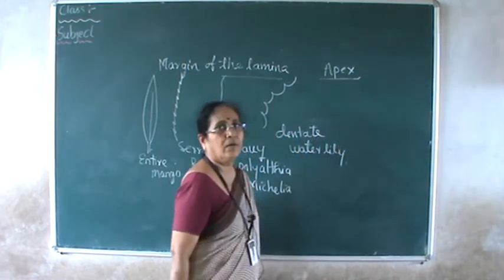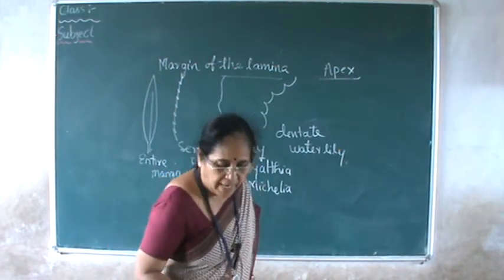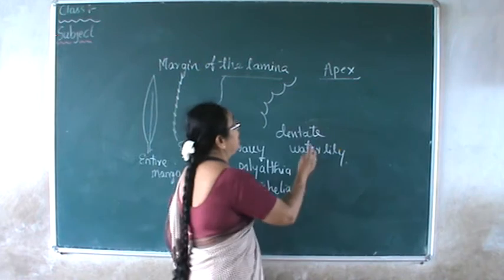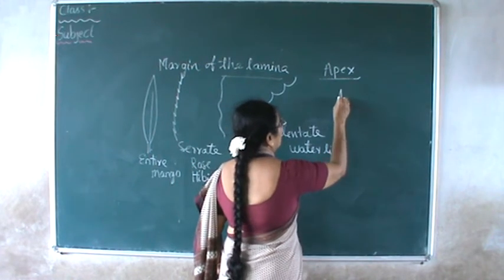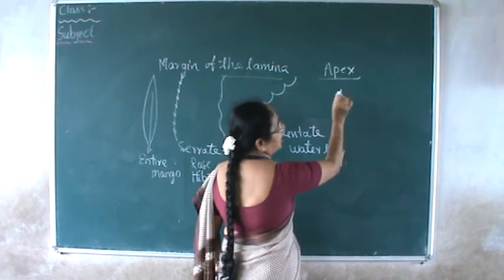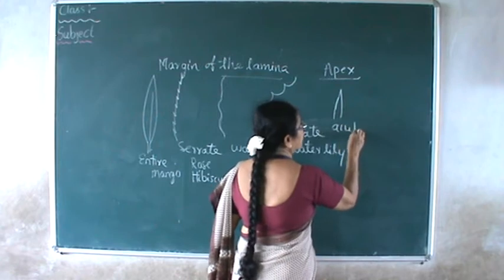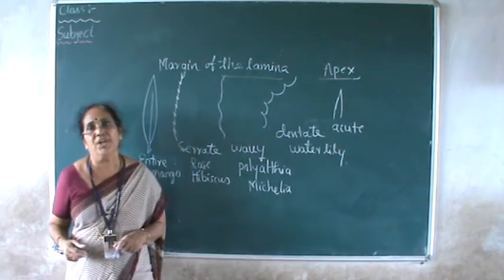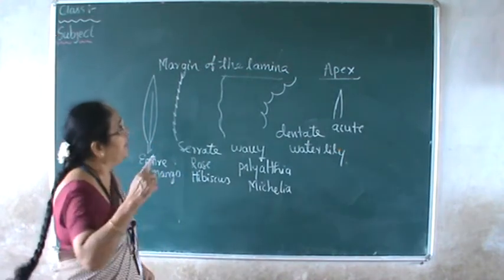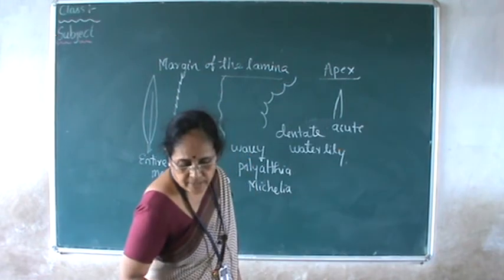Apex of the lamina. Apex is the tip of the lamina, and its nature is to be described. I will give only three terminologies. If it is very sharp and pointed, in this case only you are going to check the apex of the lamina. If it is pointed like this, it is to be described as acute apex. This is found in the case of mango and Michelia champaka: a sharp and pointed tip of the lamina. It is to be called an acute kind of apex.